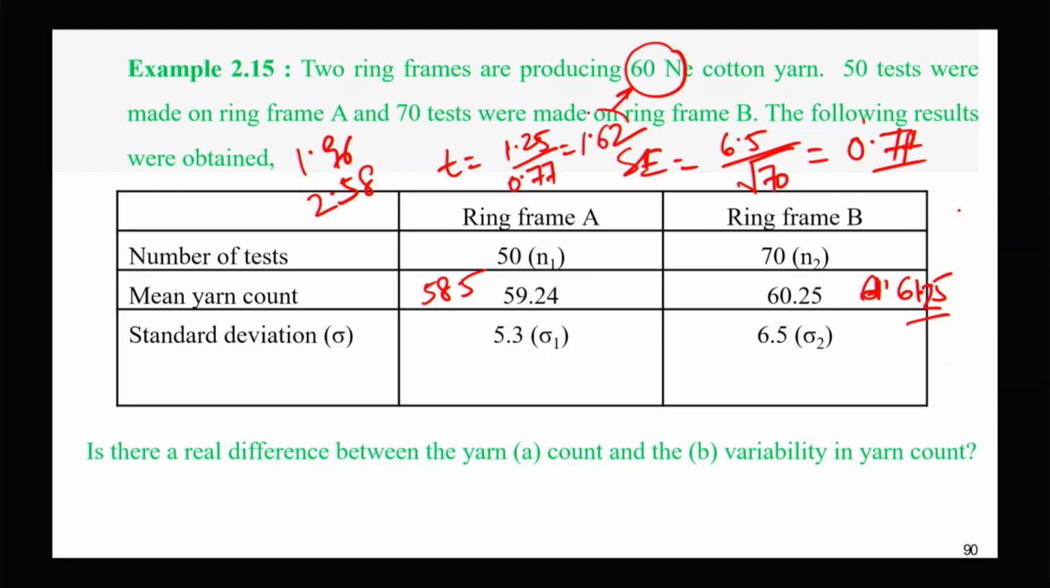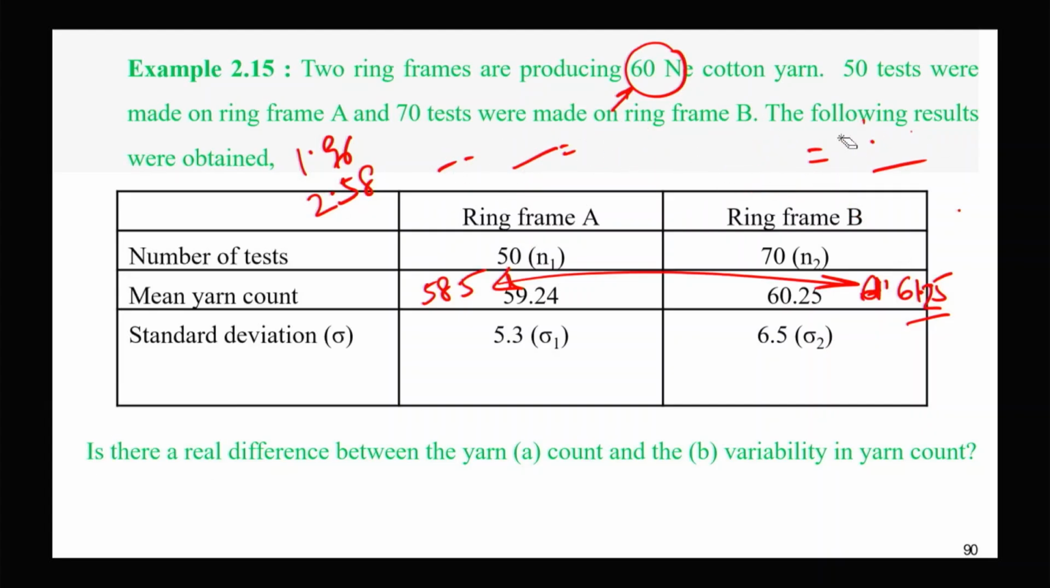So this is insignificant. So in both the cases the difference is insignificant, but if we try to test the difference between yarn A and yarn B, then the real situation will be clear. The problem here will be clear.